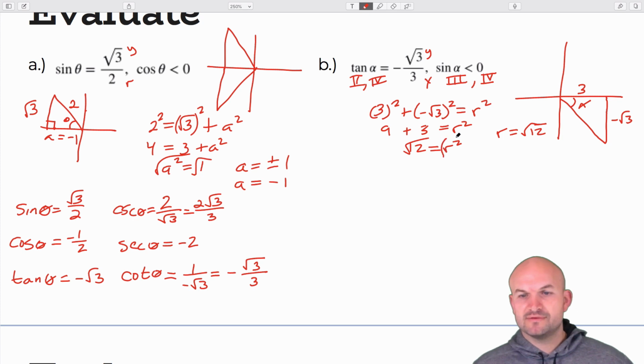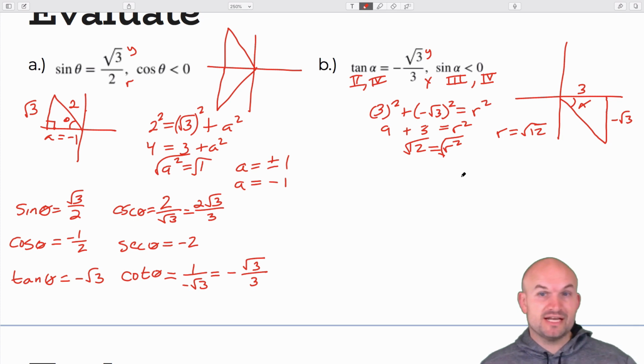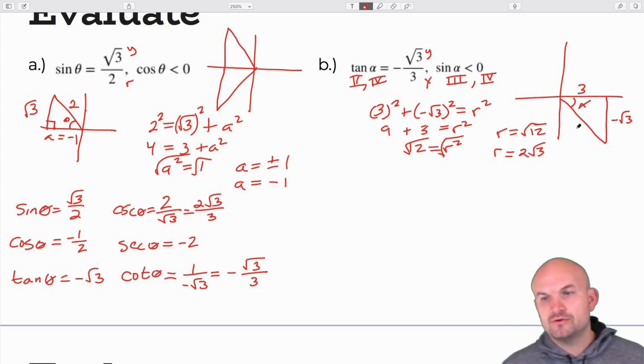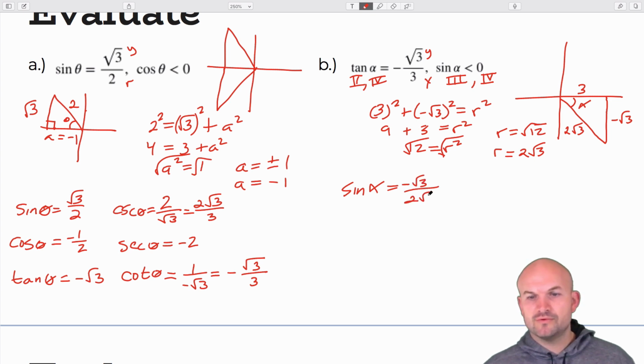So you square root both sides. Now, it's very important that, remember, r is always positive, right? So we don't need to worry about the plus or minus because r in this case is always positive. However, we do have to simplify our r. So by simplifying the r, remember that the square root of 12 can be broken down into 2 radical 3. All right, so now we have our r, which is 2 radical 3. And now let's do our 6 trigonometric functions. So sine of alpha is going to be opposite over hypotenuse. So it's going to be negative square root of 3 over 2 radical 3.